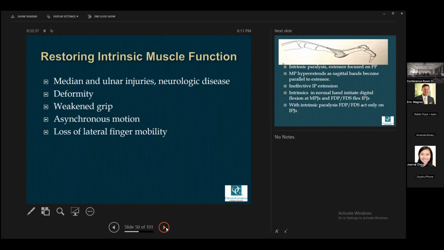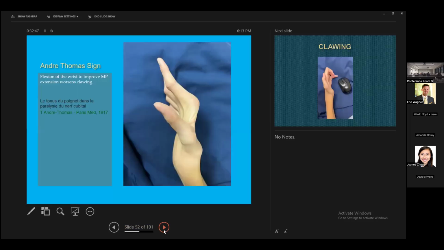But as Michael was suggesting, the ECRB transfer, it's a great operation. I think it's a 50% increase. Patients like it. It doesn't necessarily correct the Froment sign entirely, but it goes a good way towards it.